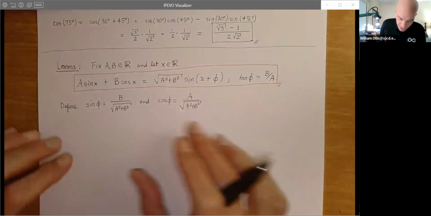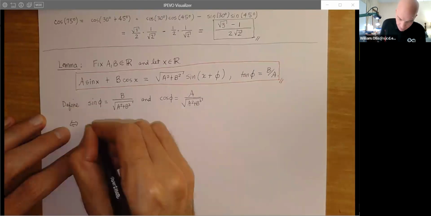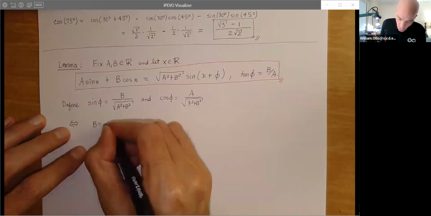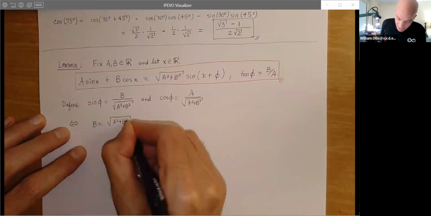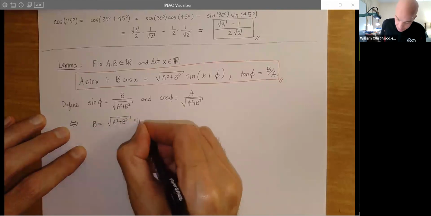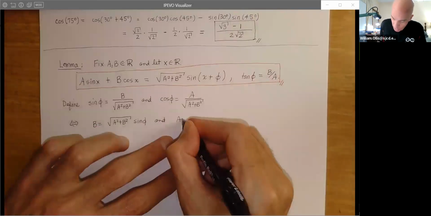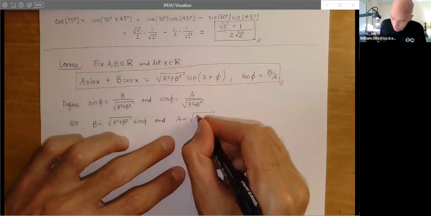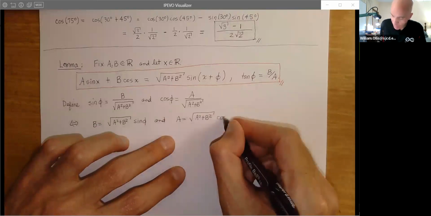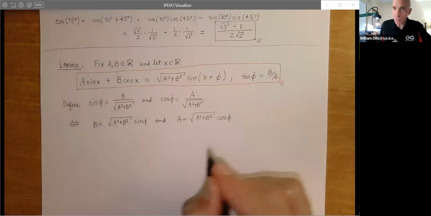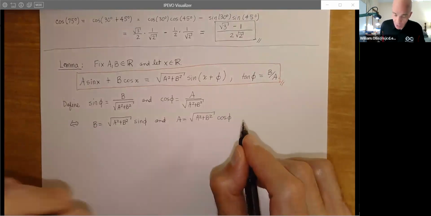So now, what does this mean? Equivalently, b is just the square root of a squared plus b squared times sine phi. And a is just the square root of a squared plus b squared times cosine phi. So these are a little bit more complicated equations, but that's what we get when we do trigonometry. So now we can add them.